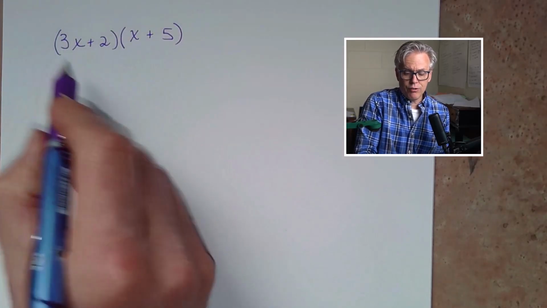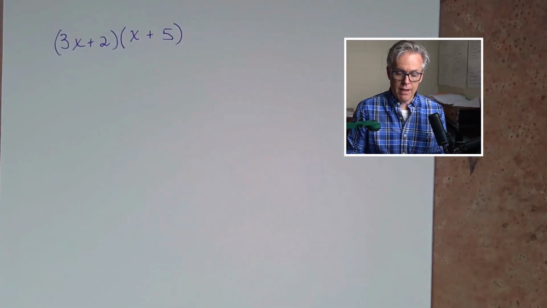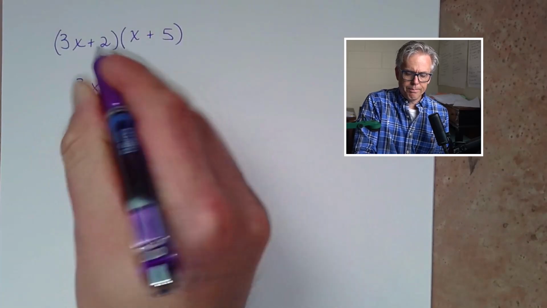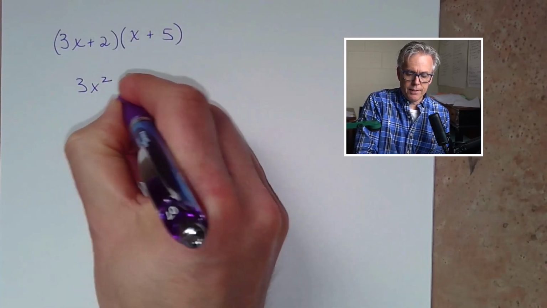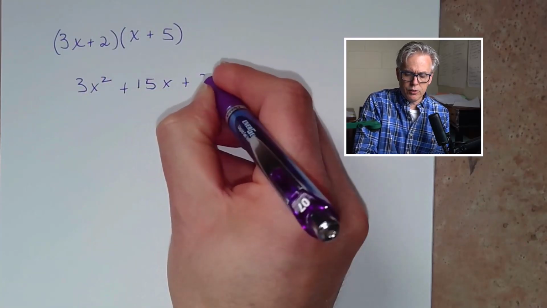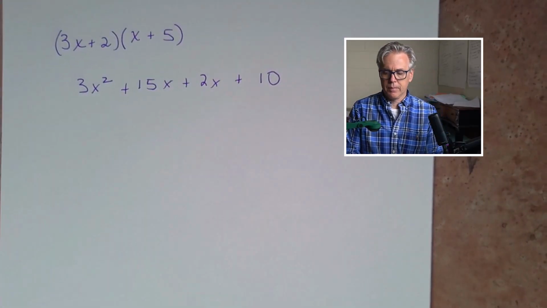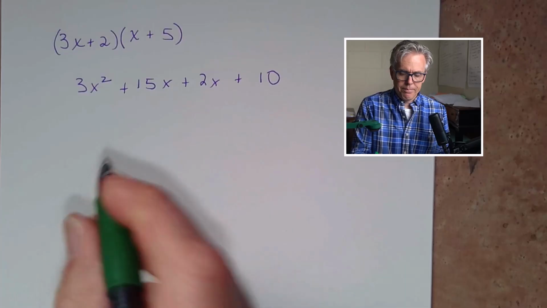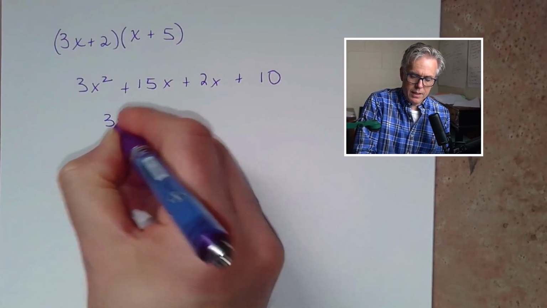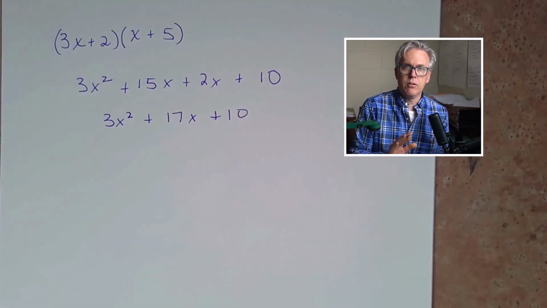Back in the last unit, we would have something like this, 3x plus 2 times x plus 5, and we would use that FOIL technique. We would say 3x times x is 3x squared. 3x times 5 is plus 15x. 2 times x is plus 2x. And then 2 times 5 is 10. And then we would finish that off. We would combine those like terms, and we would get 3x squared plus 17x plus 10, and you'd be done.